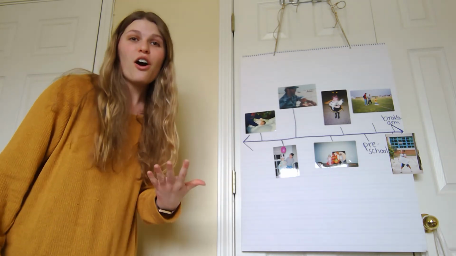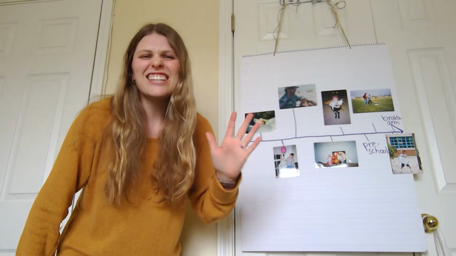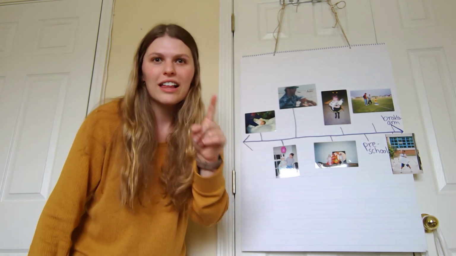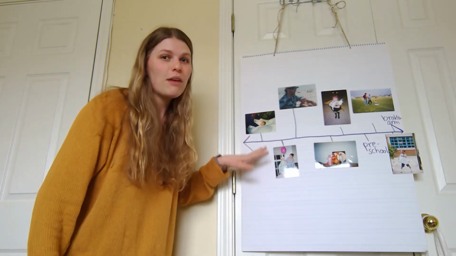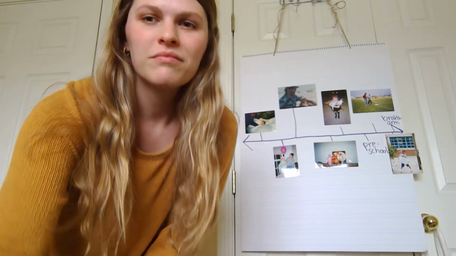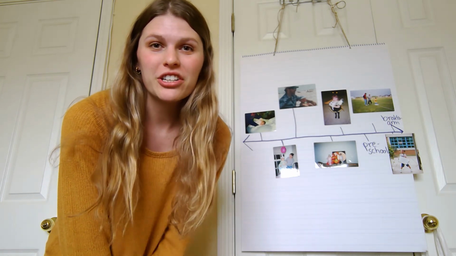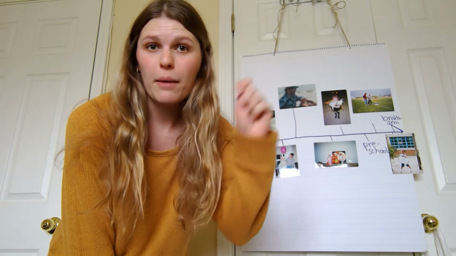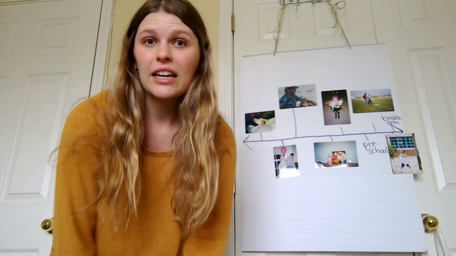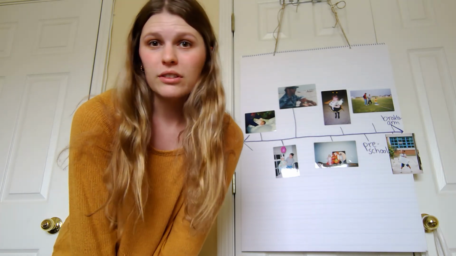Okay, so for your timeline, I want you to pick at least five events from your life and put them on the timeline. If you don't have pictures at home, printed pictures at home, you could draw a picture of your event, or you could make it digital on like a Word document or a Google document.